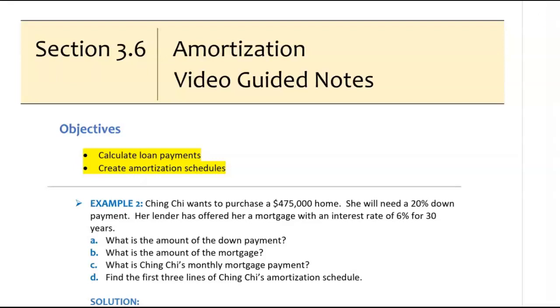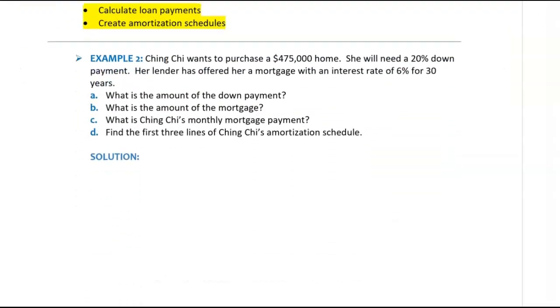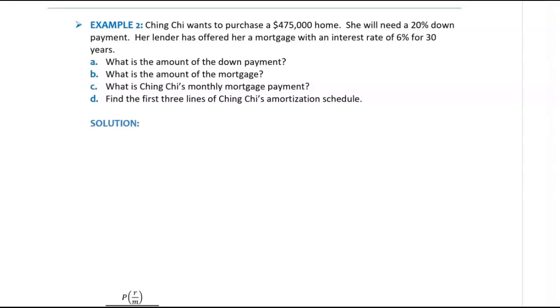Example 2. Ching-Chi wants to purchase a $475,000 home. She will need a 20% down payment. Her lender has offered her a mortgage with an interest rate of 6% for 30 years. A. What is the amount of the down payment? B. What is the amount of the mortgage? C. What is Ching-Chi's monthly mortgage payment? D. Find the first 3 lines of Ching-Chi's amortization schedule.